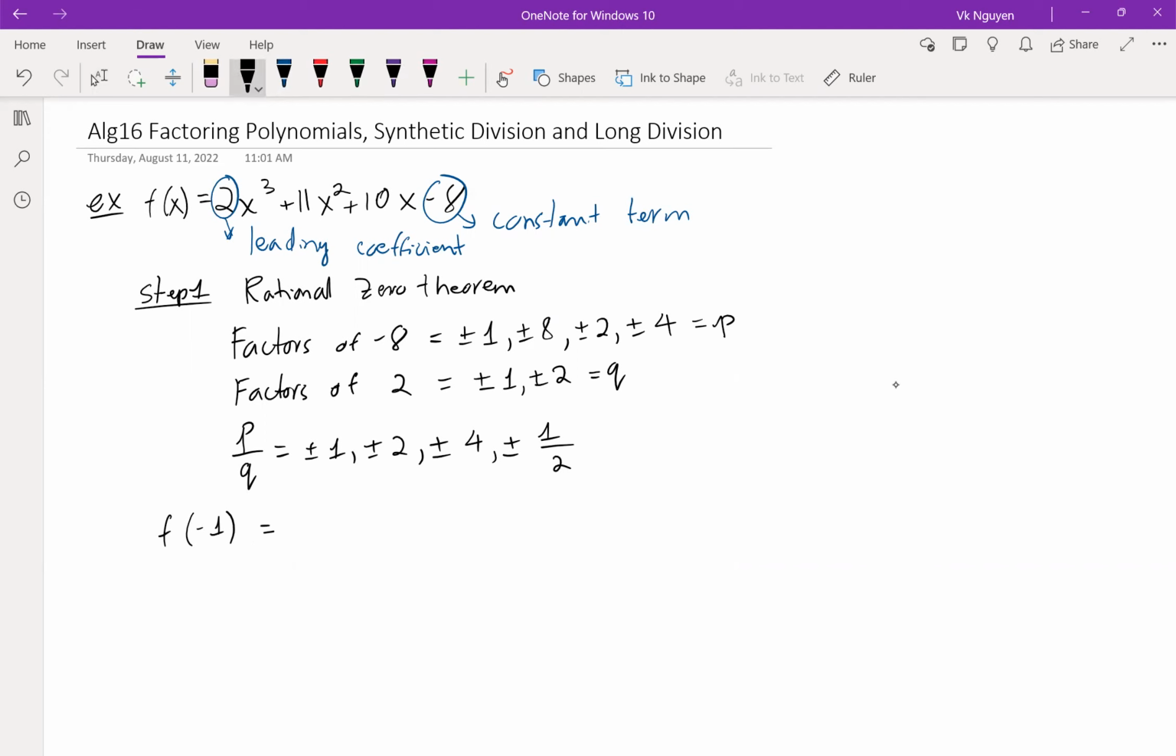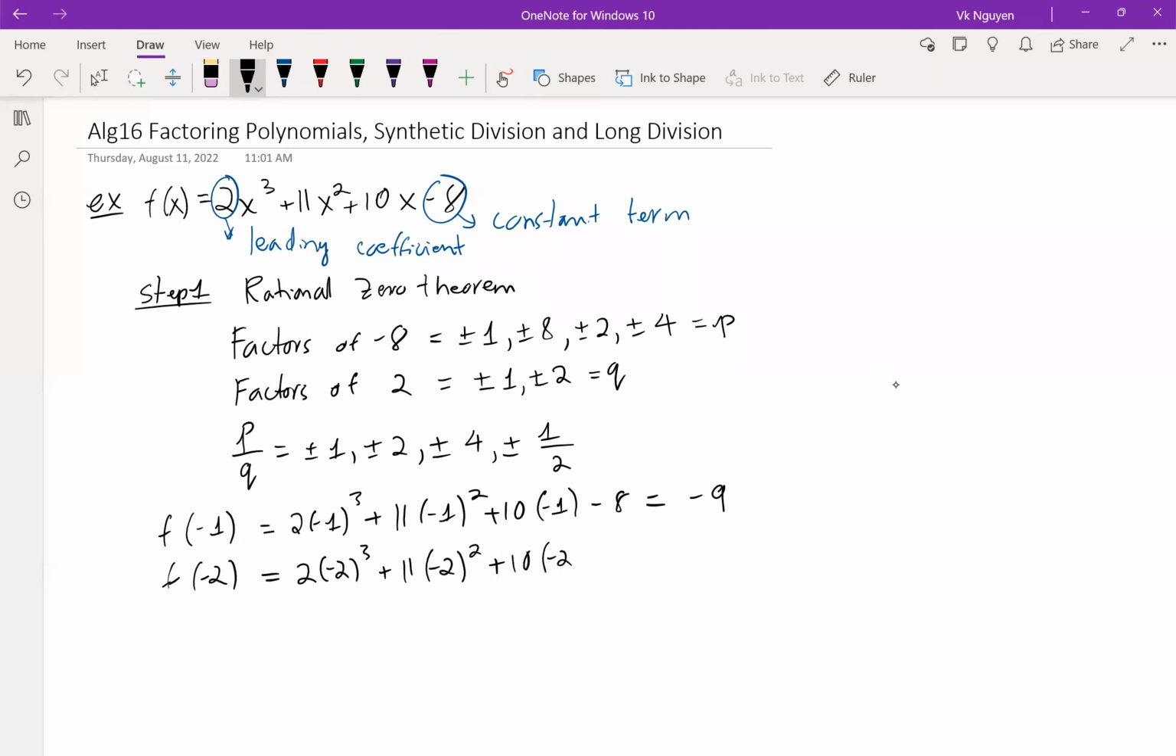So f of -1 is 2 times -1 to the 3 plus 11 times -1 squared plus 10 times -1 minus 8. We get -9. That is not it. Let's do f of -2: 2 times -2 to the 3 plus 11 times -2 squared plus 10 times -2 minus 8. Using a calculator, we have 0. At x equals -2 is a 0.